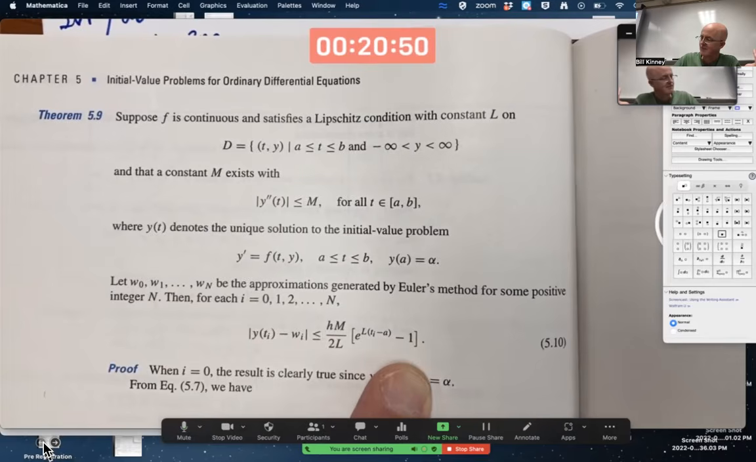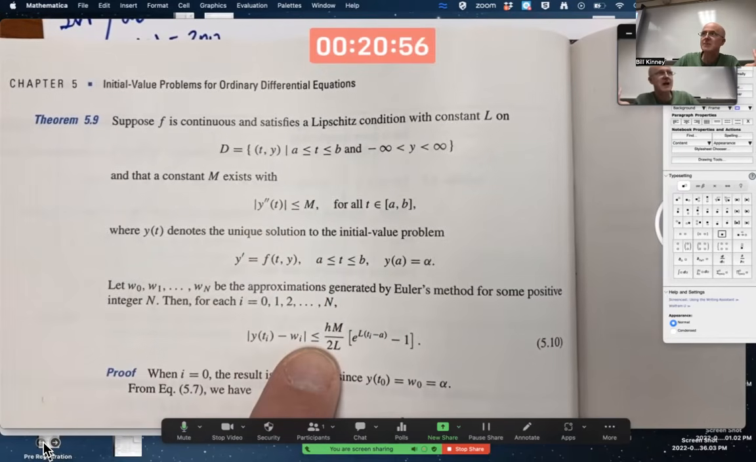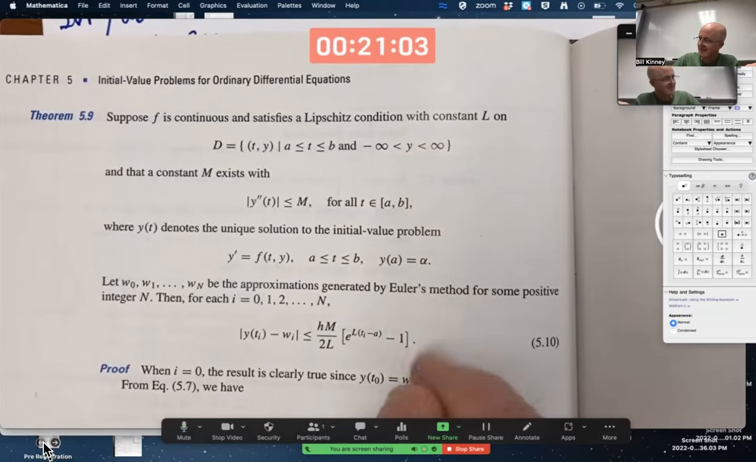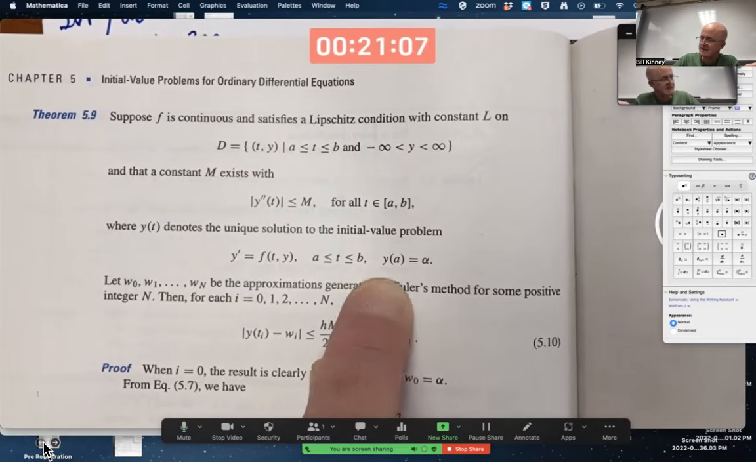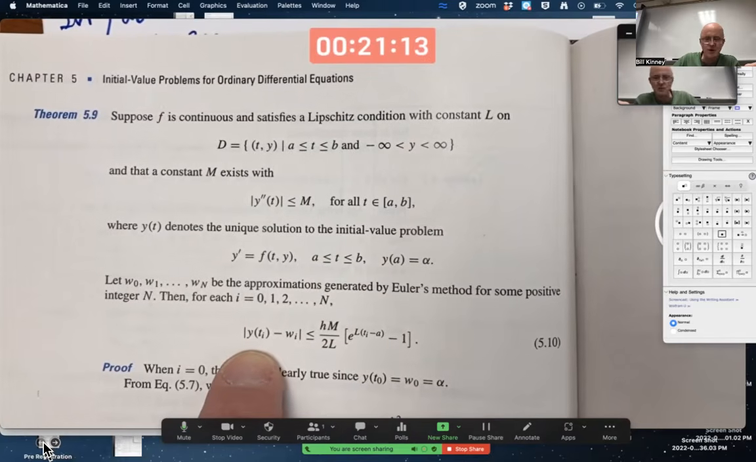Ugh. M is an upper bound for the absolute value of the second derivative of the solution. h is your step size. L is your Lipschitz constant. a is the initial value of t. Notice the a there. And t_i is whatever value of t you happen to be thinking about to approximate the solution at.